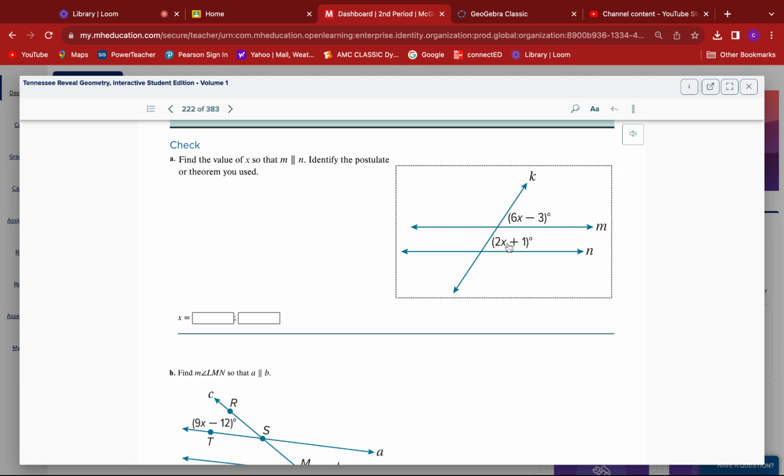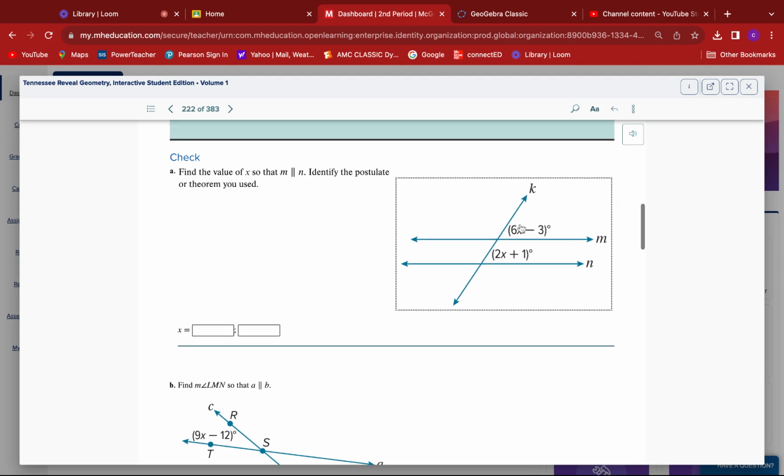However, the 2x plus 1 is an innie, because it's between M and N. And the 6x minus 3 is an outie, because it's not between them. All right, black sheep of the family, you guys. These are your corresponding angles. Corresponding angles are equal to each other if the lines are parallel. So you're going to need to set those two things equal.